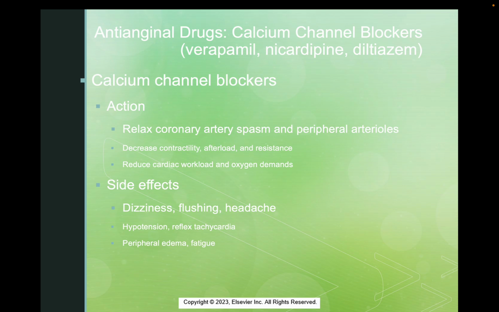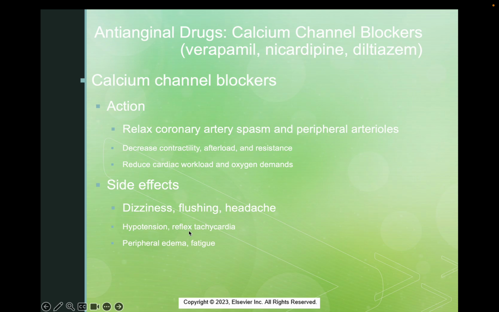So again, some of the side effects from these can be dizziness, flushing, headaches, hypotension. Just some of these things are dose dependent. So again, if you've given too much, or if the patient's not used to the drug, and their heart is used to working hard and their body's used to the state it's been in, and you suddenly administer a drug, it can often cause some of these side effects in a patient.